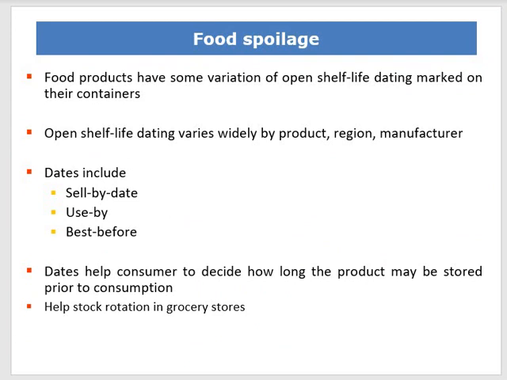So we have dates that include the sell by date, use by, and best before, and it is very important that these dates help the consumer to decide how long they must keep the product after they buy it. Even when buying at the shop, you look, okay, this is pasteurized milk, so I'm probably going to use it for baking, so it's probably going to be finished in 2 days. So I'm still safe in terms of the sell by, use by, or best before. And very important, it helps with stock rotation in the grocery stores.